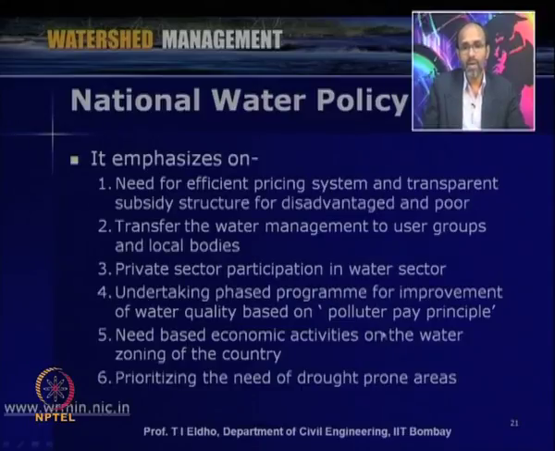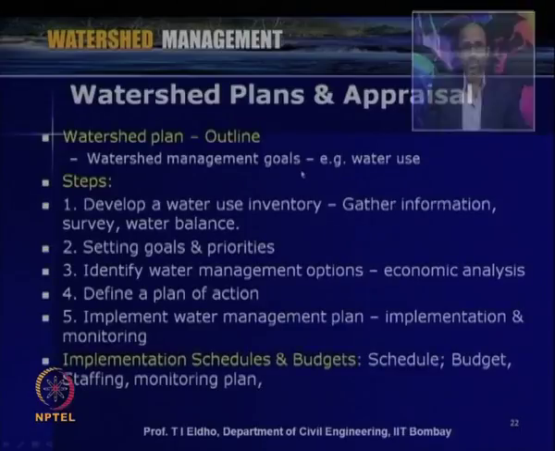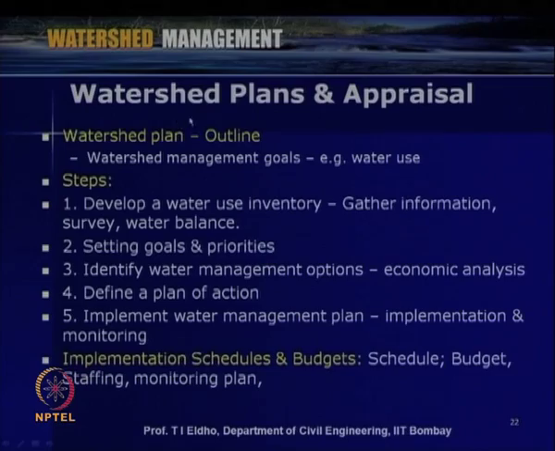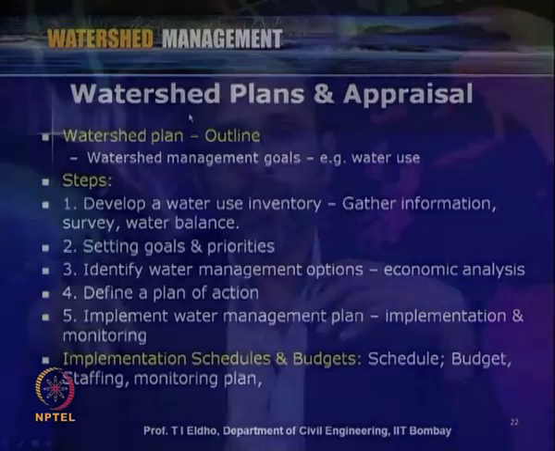Then need based economic activities based on the water zoning of the country. Then prioritizing the needs of drought prone areas. So, sufficient emphasis is given to all those issues, and that way this is a good document as the Government's National Water Policy, and many of the states have made their own state policy also. So, now let us come back to watershed management and plans.